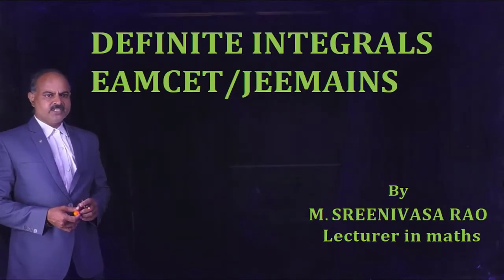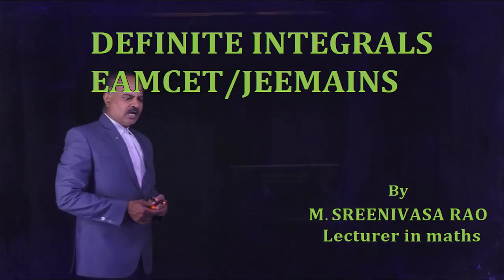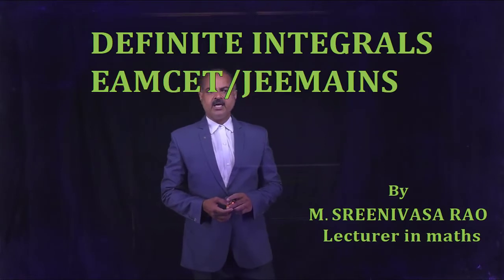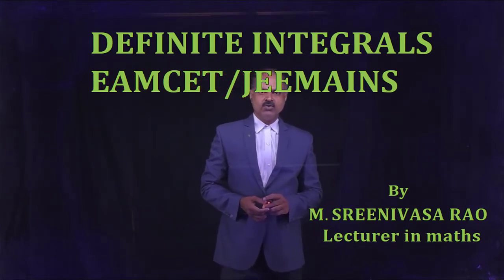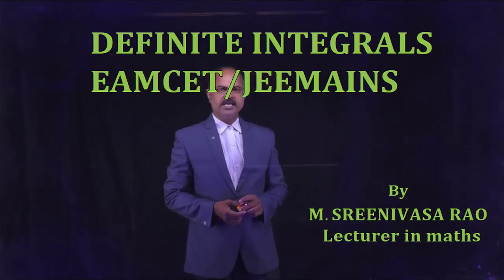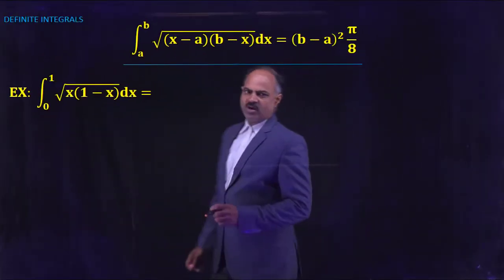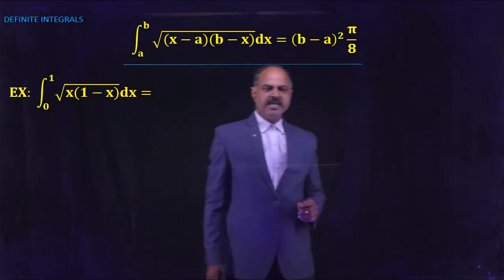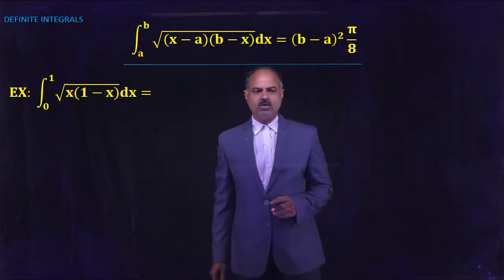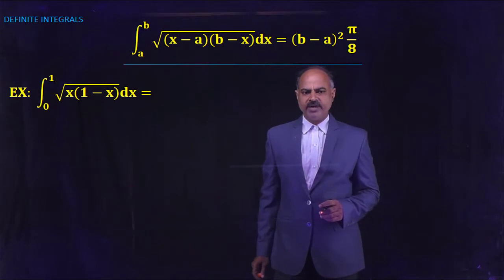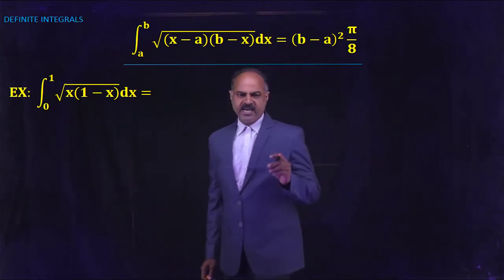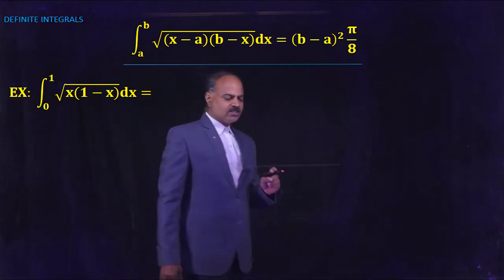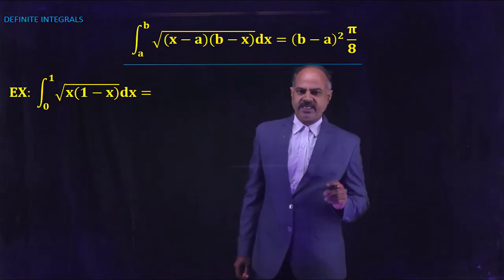Dear students, in this session, I am going to discuss the shortcut formulae regarding definite integrals which are useful in MHT-CET and JEE Mains. First shortcut formula: integral a to b square root of (x minus a) into (b minus x) dx equals (b minus a) whole square into pi by 8. To evaluate this type of integral, substitute x equals a cos square theta plus b sin square theta.